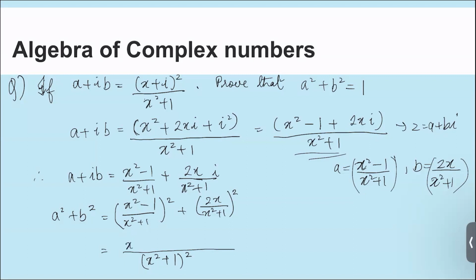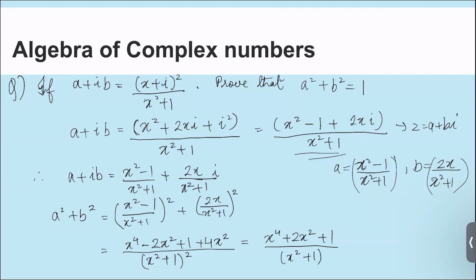So you get that as x raised to 4 minus 2x squared plus 1. And over here, 2x squared will become 4x squared. Okay, and if you simplify it further, what you are remaining with is x raised to 4 minus 2x squared and plus 2x squared. So you have plus 2x squared and plus 1 upon x squared plus 1.